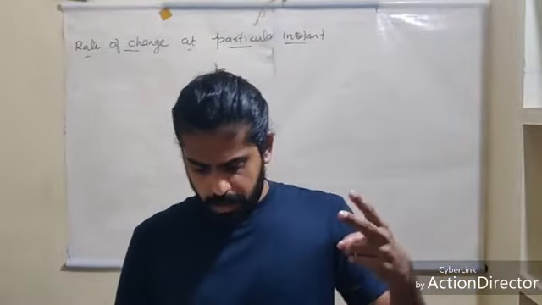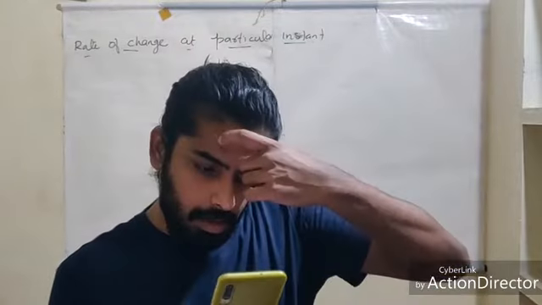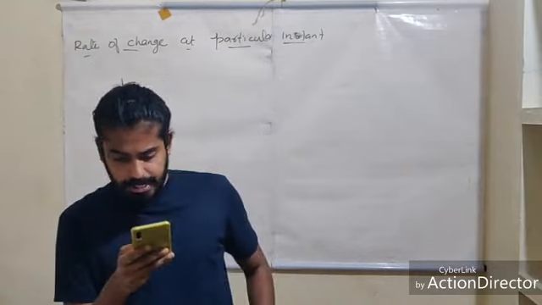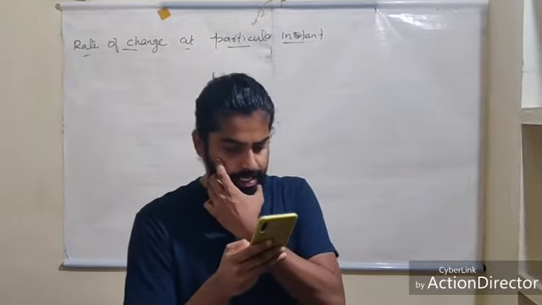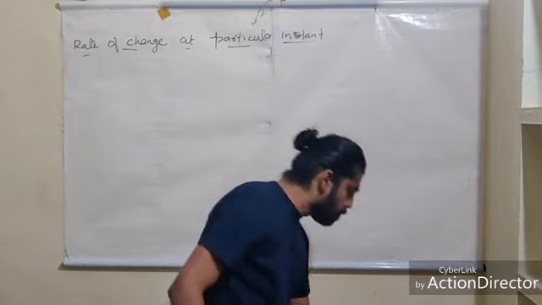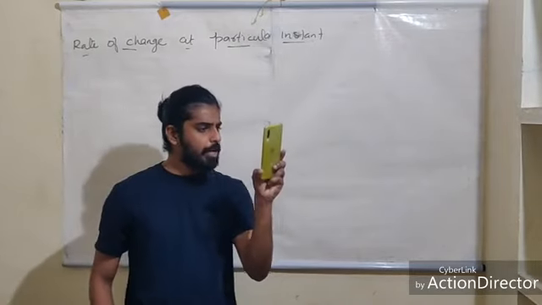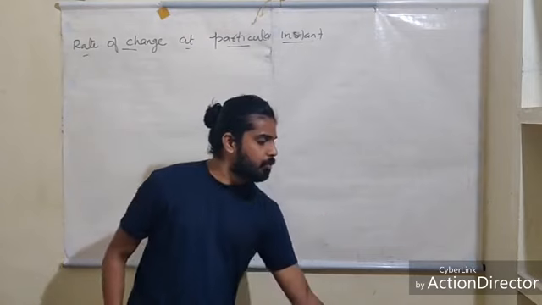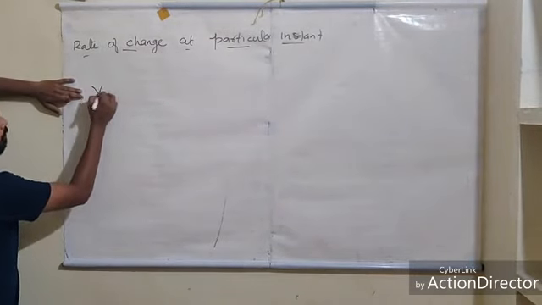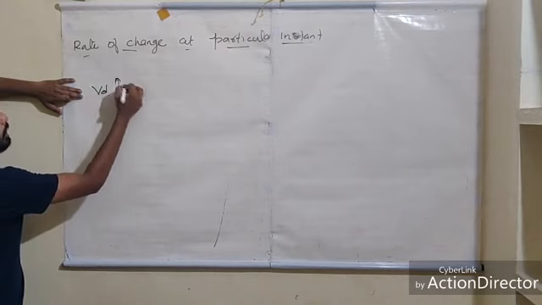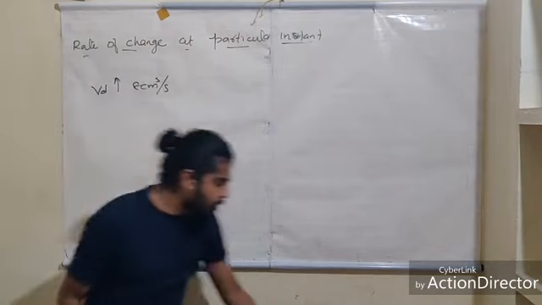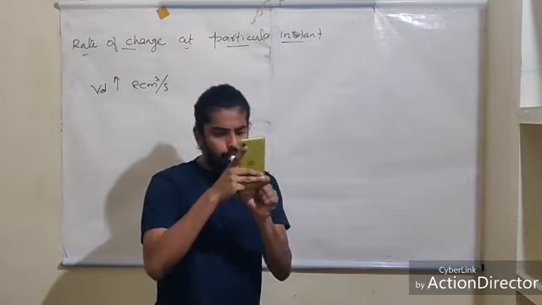Now take the second question. Read the second question. The volume of a cube is increasing at the rate of 8 centimeter cube per second. How fast is the surface area increasing when the length of an edge is 12 centimeter? So the volume is increasing at the rate of 8 centimeter cube per second.